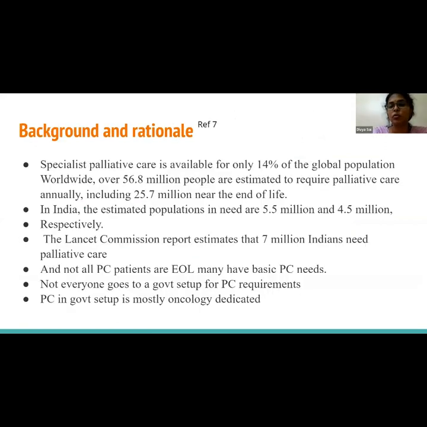Specialist palliative service is available only to 14% of the global population worldwide, with over 56 million people estimated to require palliative care annually and 25 million requiring end of life care. Whereas in India, the estimated population is 5.5 million requiring palliative care and 4.5 million requiring end of life care. The Lancet Commission report estimates that 7 million Indians need palliative care, and not all palliative care patients are at end of life, and many have basic palliative care needs. And most of the time we see that palliative care in the government setup is specially dedicated to oncology.